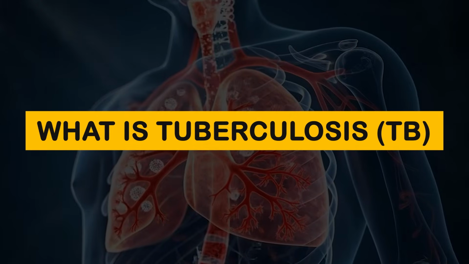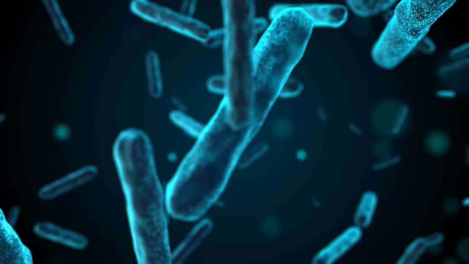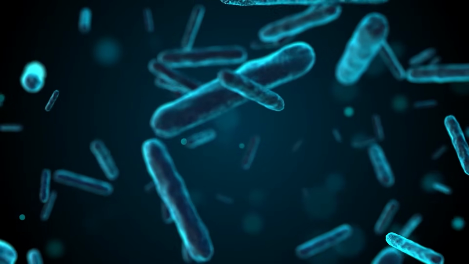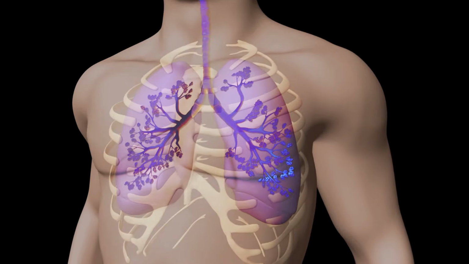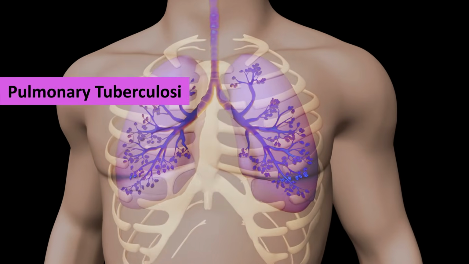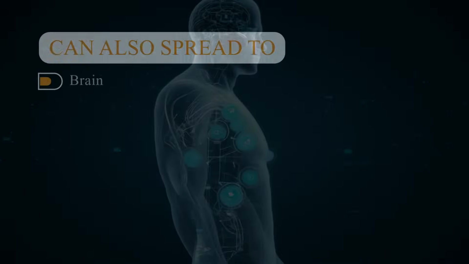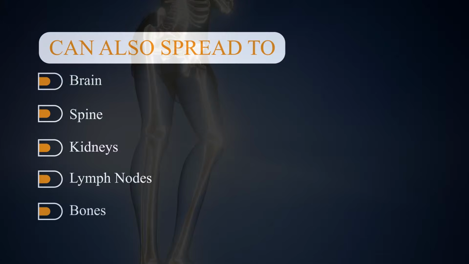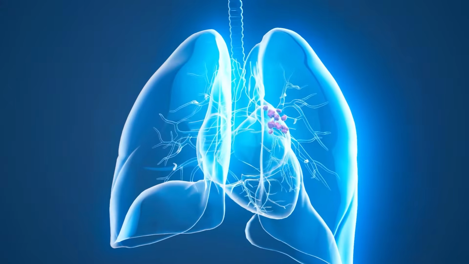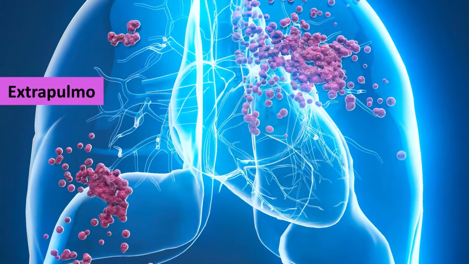What is tuberculosis, TB? Tuberculosis, TB, is a serious infectious disease caused by a bacterium called Mycobacterium tuberculosis. It primarily affects the lungs, a condition known as pulmonary tuberculosis, but it can also spread to other parts of the body such as the brain, spine, kidneys, lymph nodes, and bones. When TB spreads beyond the lungs, it is referred to as extrapulmonary tuberculosis.